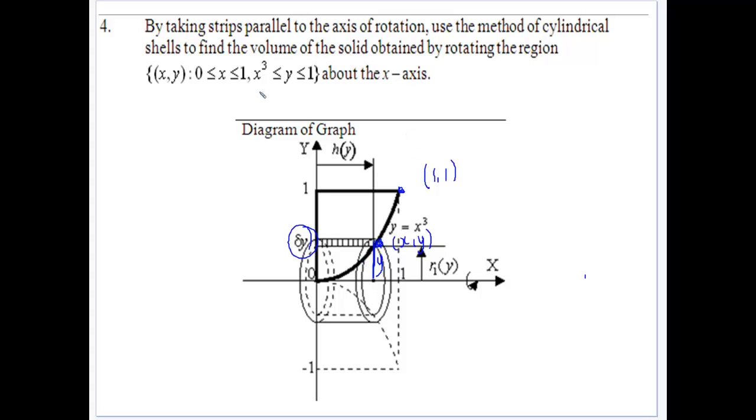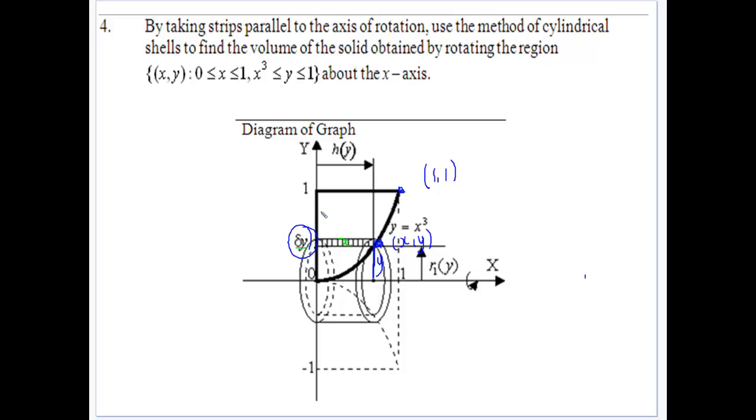This time we've got y equals x cubed, and the area above x cubed to y is equal to 1, and that's rotated around the x-axis. So again, our thickness this time, because we're rotating around the line y is equal to 0, is going to be delta y. We go across, we get our point xy here. So our radius is going to be y. Our height, though, is going to be 1 minus x. If that's going to be x there, that's going to be our height.